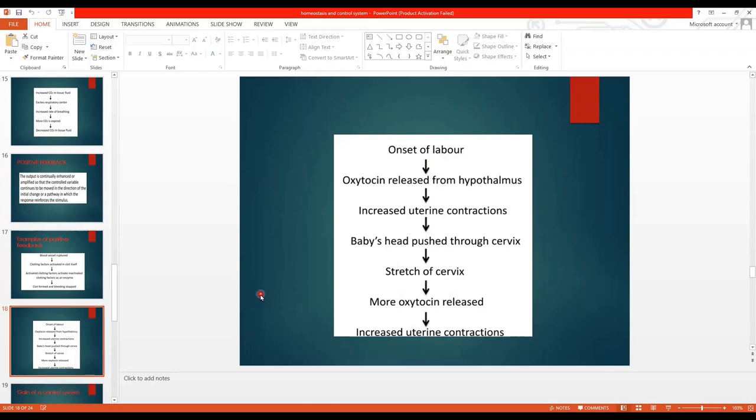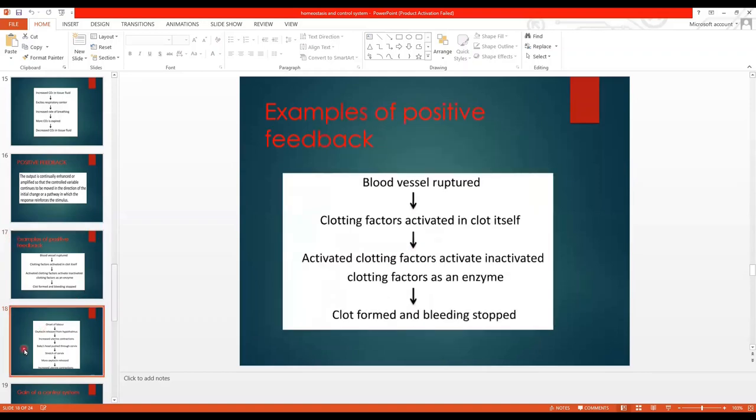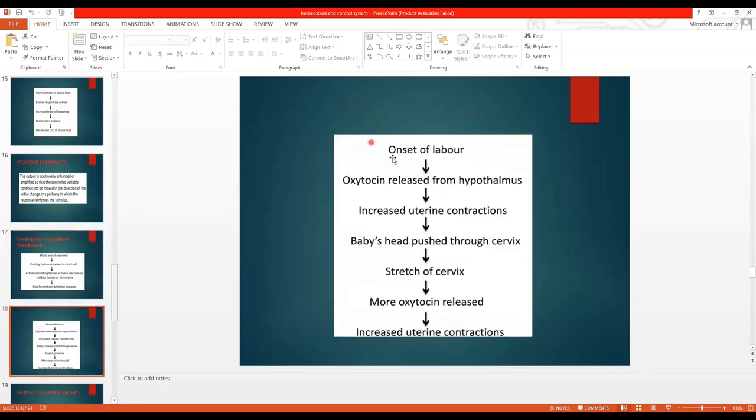Remember, mostly our body uses negative feedback. It is a protective feedback, but in some conditions, positive feedback also comes into play. For example, when there is a blood vessel ruptured or in case of labor. These are some conditions in which positive feedback mechanism is also protective.